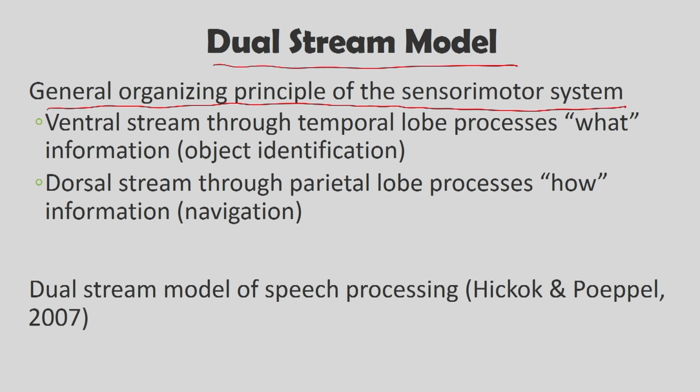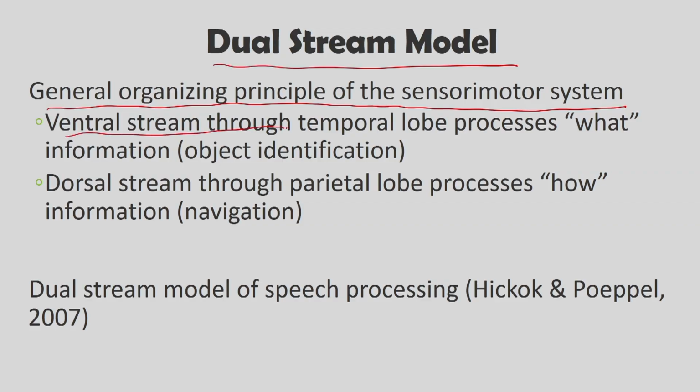The ventral stream, which is running from the visual cortex to the temporal lobe, is basically for object recognition, and the dorsal stream, which is running from the occipital cortex or the visual cortex to the parietal lobe, is basically for navigation, for spatial movement. Now, these two systems are very popular in visual perception, and they have been borrowed in auditory perception also. Now, the ventral stream in the visual or any sensory motor system, through the temporal lobe, processes what information? Object identification.